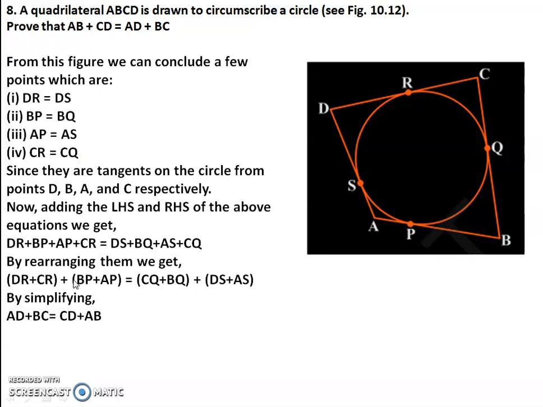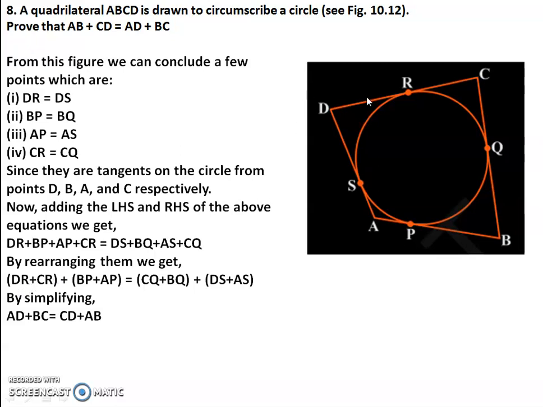Rearranging DR and CR, BP and AP. When you are writing this rearrangement, you will find that you have taken the points in such a way that R terms come on the LHS, P terms come on the LHS, and S and Q terms on the RHS. Rearranging, we get DR plus CR plus BP plus AP. Why are you rearranging like that? Let's see.